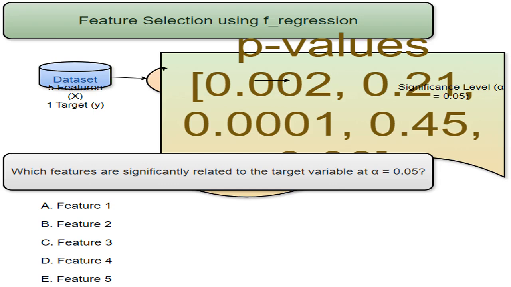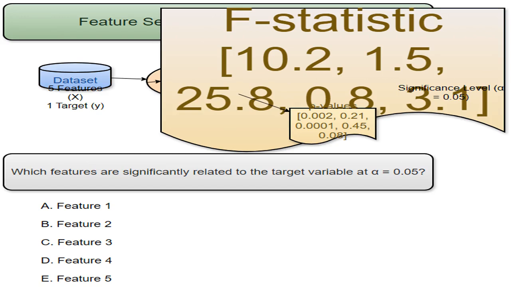This is the core question. Which features are important enough to keep in my model? The answer depends on interpreting the p-values. These are probabilities. A small p-value, less than 0.05, my significance level, indicates that the feature is likely truly related to the target variable. Let's investigate each one individually.